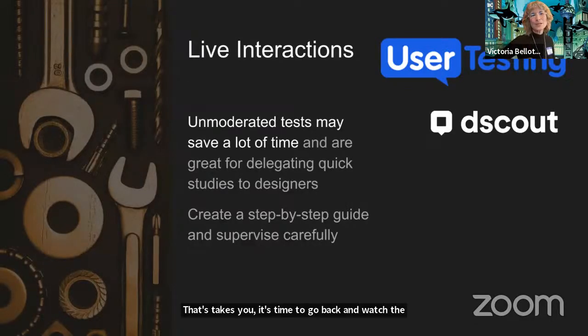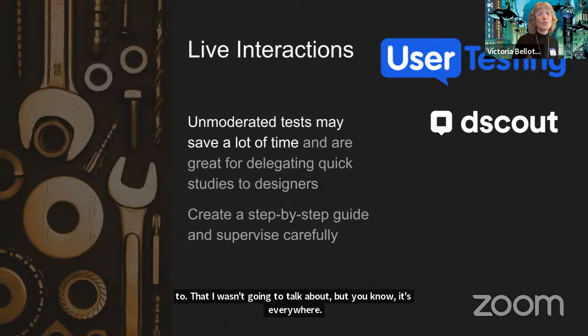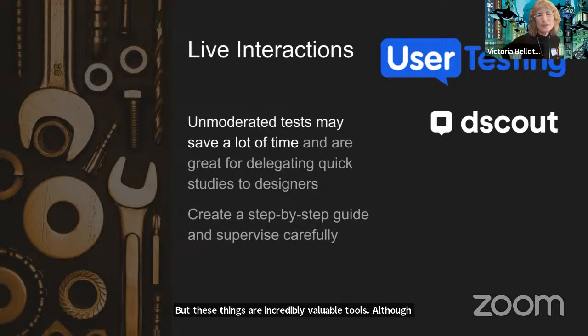Okay, live interactions, tools, platforms. There are all of these things out there. UserTesting and Dscout are two of the big gorillas. I think they're actually starting to add LLM technology. I said I wasn't going to talk about it, but it's everywhere. These things are incredibly valuable tools, although not everybody can afford a license to use them. So my good old spreadsheet technique will stand you in good stead instead of their fancy smart tools.